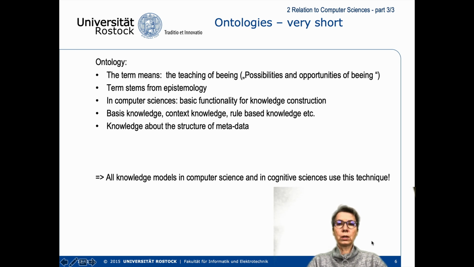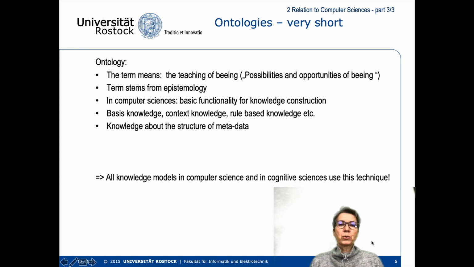The term ontology is really a complicated term. When you find a philosopher on the street and ask him what an ontology is, he will come up with a completely different result than what you have learned in computer science. The main term means the teaching of being, which means the possibilities and the opportunities of being. And being is really everything that exists.